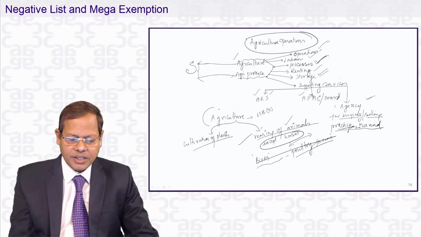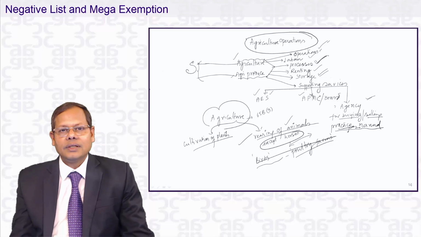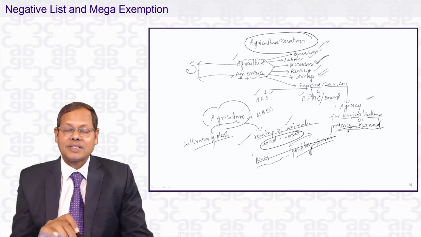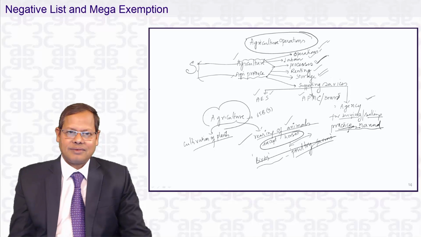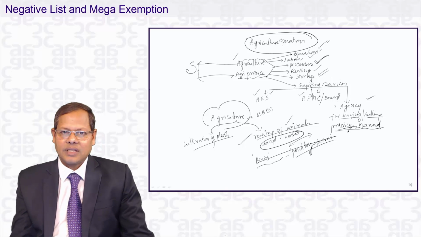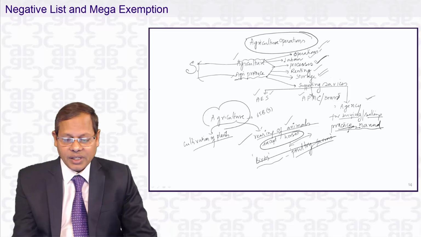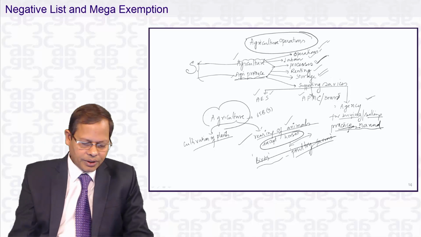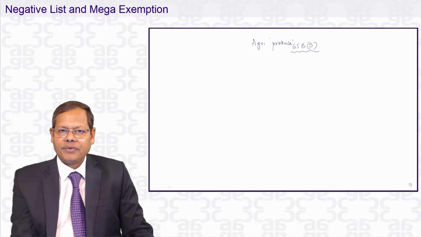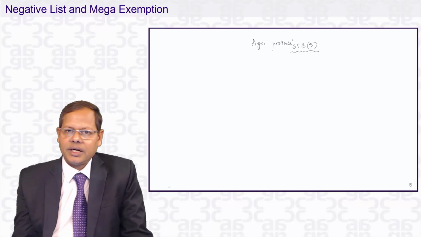Okay, so what is agriculture? It is clear now. It is relating to plants and animals, activity connected with them, surrounding them. And what about agricultural produce? So we need to look into the definition. Agricultural produce, that is under section 65B clause 5. So I read out the definition, you will find it easily understandable.